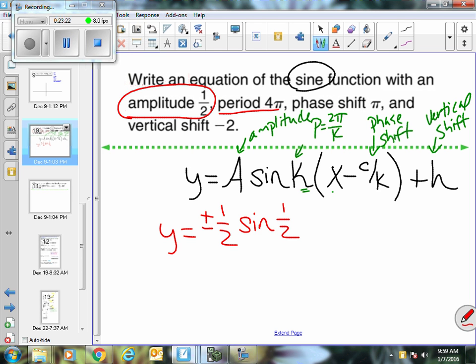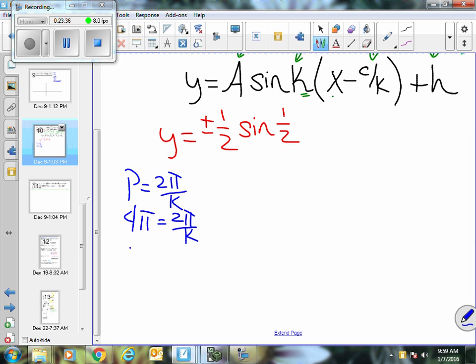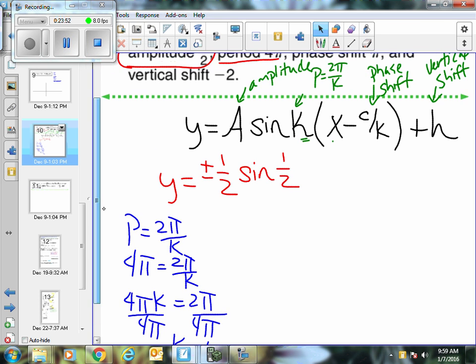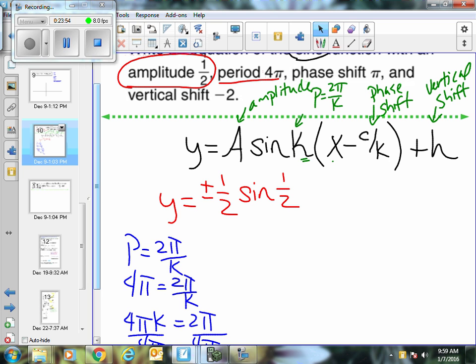So if you can figure that out, if that number is nice, fantastic. If it's not, we've got a formula for that. We know our formula is 2 pi divided by k. They told me the period was 4 pi, so I can put that in and solve for k. So multiply both sides by k, divide by 4 pi, and we get k equals 1/2. So it's totally fine to solve for it. They might not all be nice numbers either, so you might have to use the formula. But if you can figure it out because you know what's happening to the graph, fantastic. Okay, so k is a half.